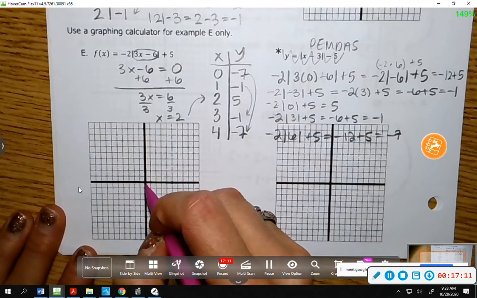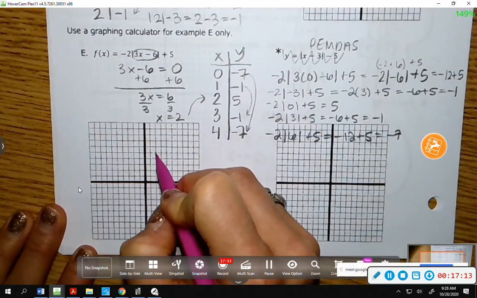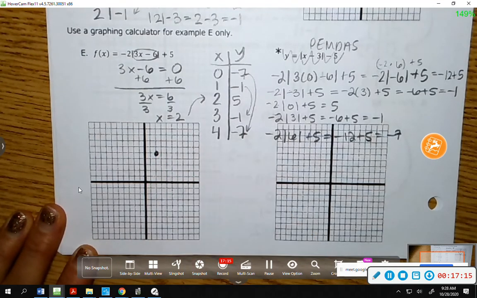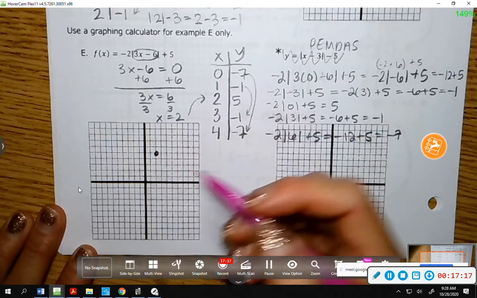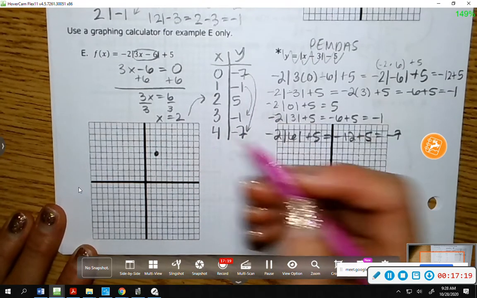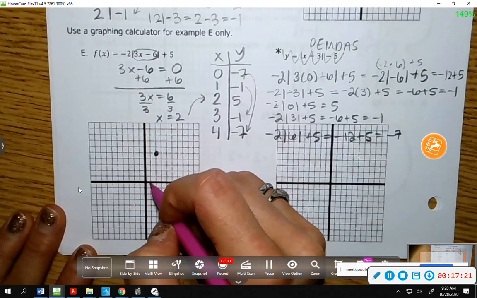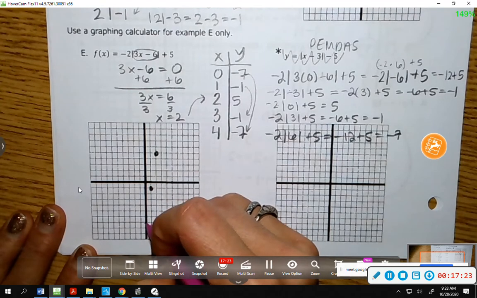Okay, so 2, 5. I just always plot my vertex first. You don't have to, though. You can just go in order of the table if you want to. 1, negative 1, and 0, negative 7.